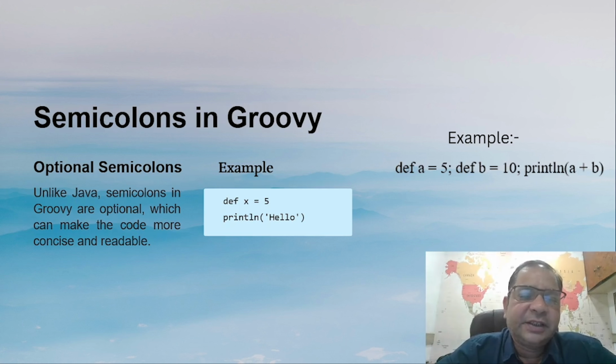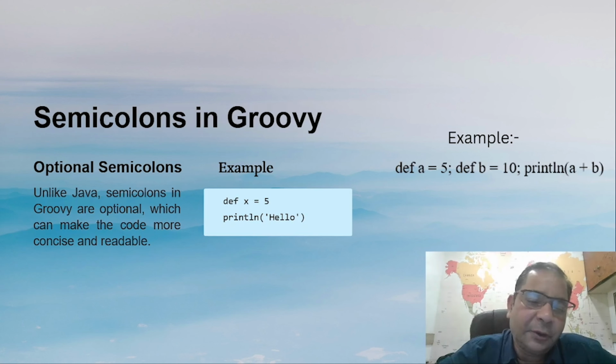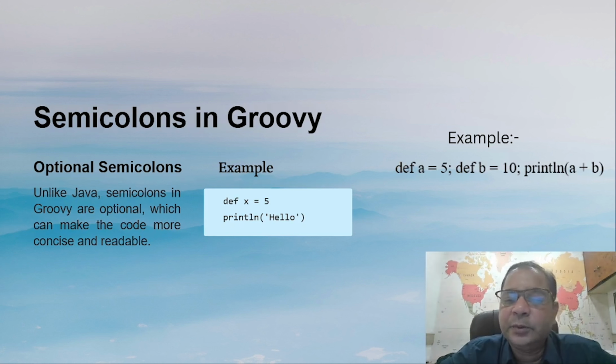Semicolons in Groovy. Unlike Java, semicolons in Groovy are optional. You may or may not write them, it will work. Here are two examples: def x = 5, println hello, and def a = 5, def b = 10, and println a + b.